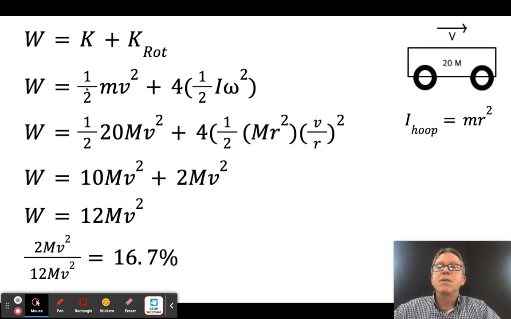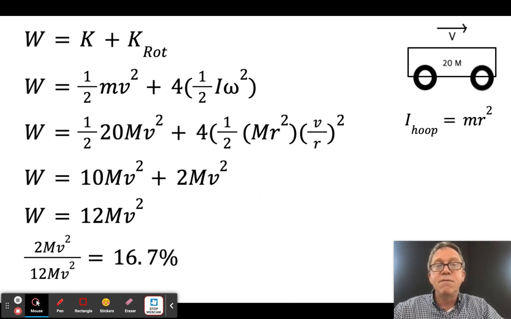So I'm going to say work equals kinetic energy plus rotational kinetic energy, right? That's how much work I do to bring this to a stop. And remember, the I value for a hoop is just mr squared. Really easy. But I have four tires, so I have 4 times 1/2. So I have a car which has kinetic energy, plus 4 tires that have rotational kinetic energy, which is 1/2 I omega squared.